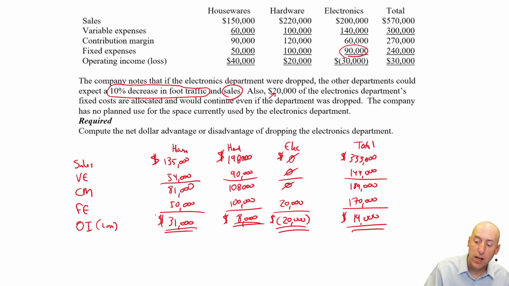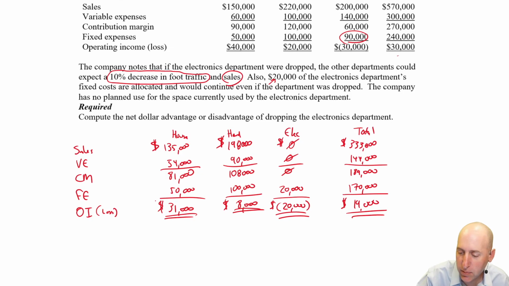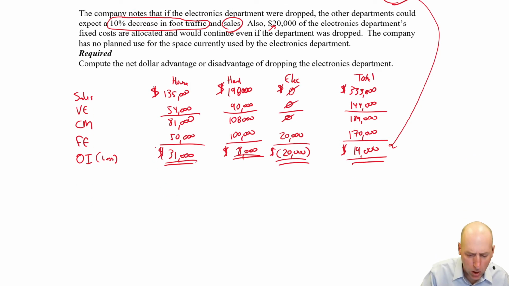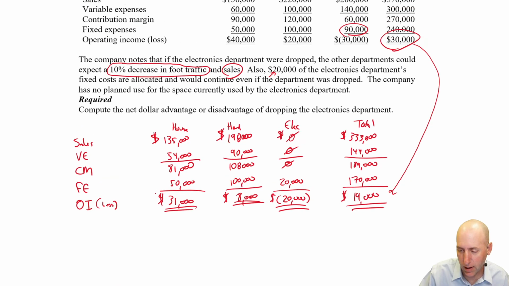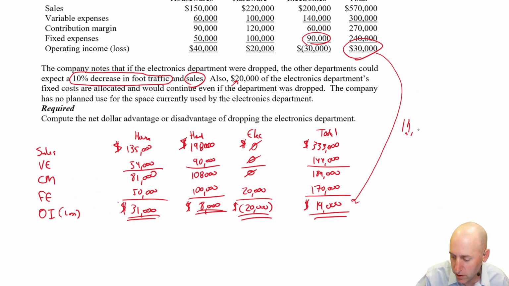So if I keep the department, retain the segment, I expect to make $30,000. If I drop the segment, I expect to make $19,000. What is the dollar advantage or disadvantage of dropping the segment? Well, I'm $11,000 worse off. Whoa, $11,000 worse if I drop the segment, right?